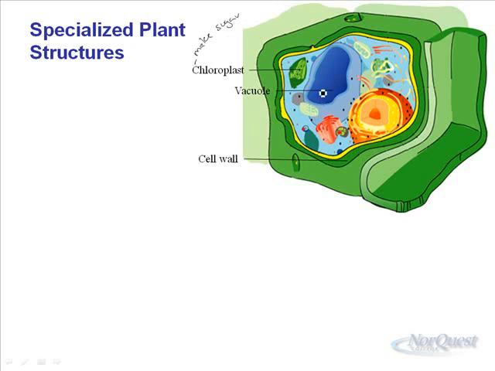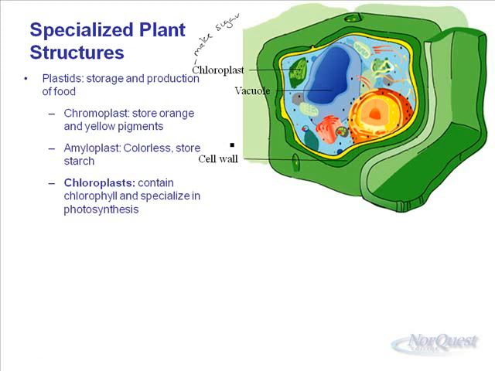There's vacuoles that we've talked about a little bit. They're storage devices, and of course there's the cell wall. So these three structures were talked about near the beginning of the lecture. We're just going to recap them here. The structure is called plastids, and if you take the word chloroplast, it ends with the word plast, which is related to our plastids. They are storage and production of food. The chloroplasts contain special chlorophyll and specialized enzymes for photosynthesis.